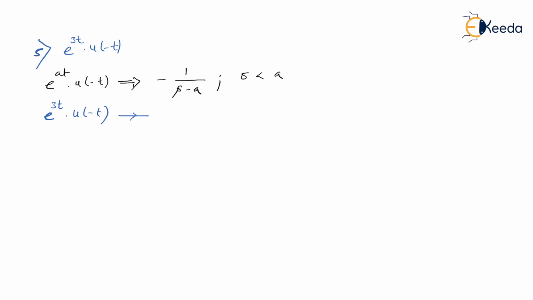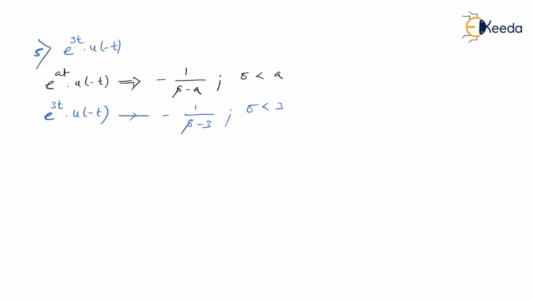So the next question is e to the power 3t, now multiplied with u of -t. So let me tell you, the standard one is e to the power at when multiplied with u of -t. The Laplace transform for this is minus of 1 upon s minus a, where sigma would be lesser than a. So this was our standard Laplace transform along with the ROC. Let us compare with the given one. E to the power 3t is multiplied with u of -t.